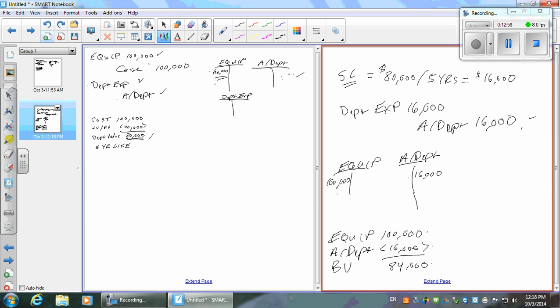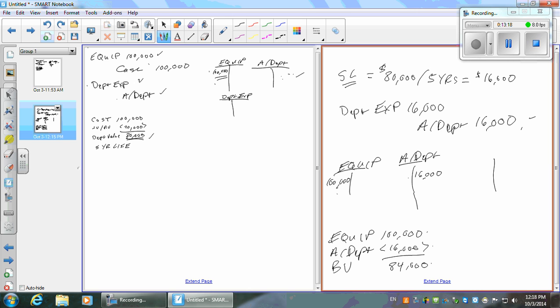What if you see this? 100,000 equipment and 16,000 accumulated depreciation. It's pretty new, right? And you can do that for any company. It always works that way. So there's an advantage to having this accumulated depreciation, separate from the cost of the equipment. Okay, good.